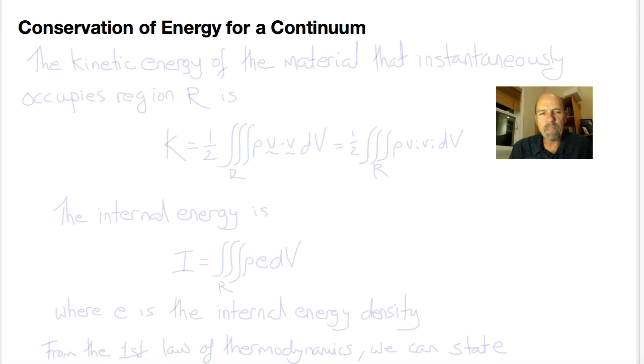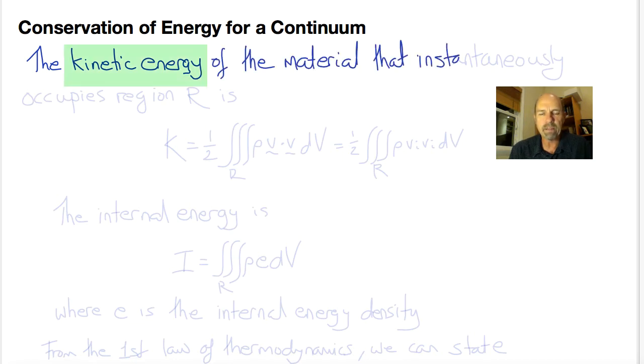Today in BE 110 we're going to derive the equation for conservation of energy in a continuum. So starting by considering the different terms that contribute to the energy, let's first write down an expression for the kinetic energy of a material that instantaneously occupies a region R in a continuum.